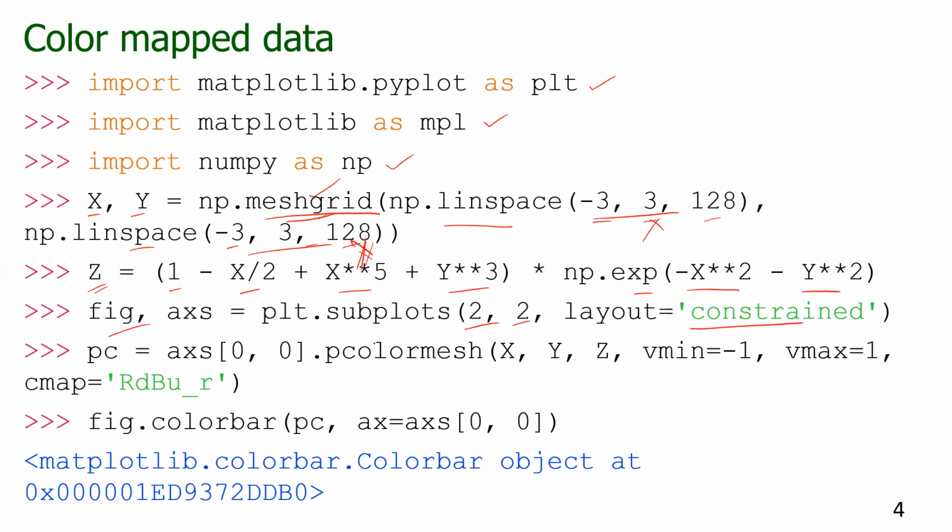Then we are using pcolormesh type. This is another graph. We are taking the previous x, y and the latest z, three values. Then vmin equal to -1, vmax equal to 1. Then cmap, this is the color combination, RdBu_r. Then we are defining the colorbar of that pc with the axis equal to 0, 0.